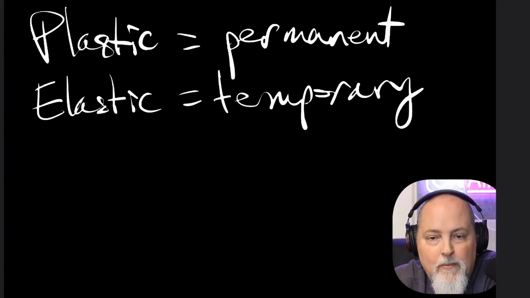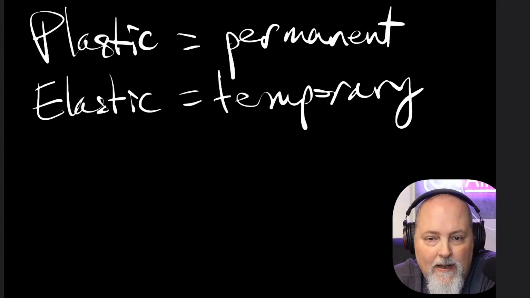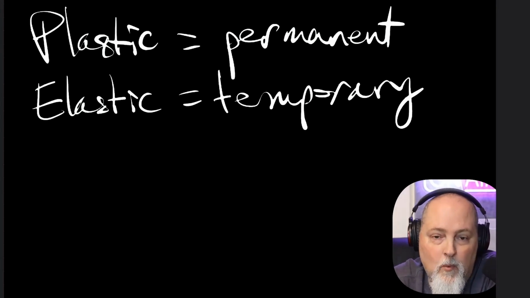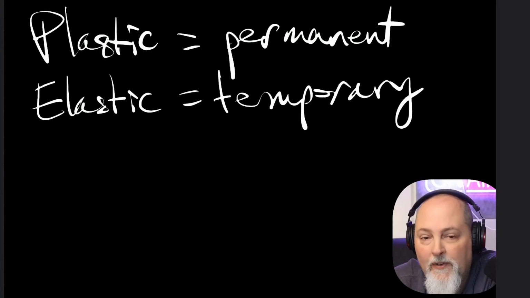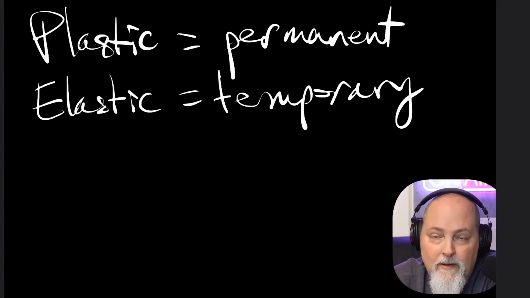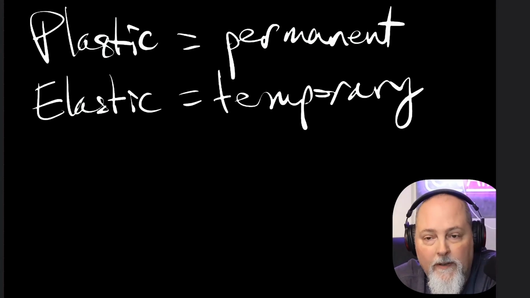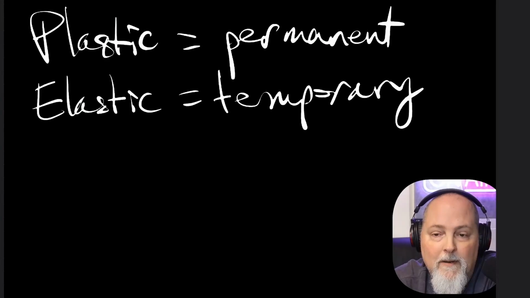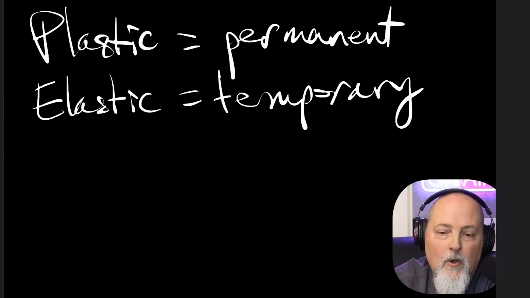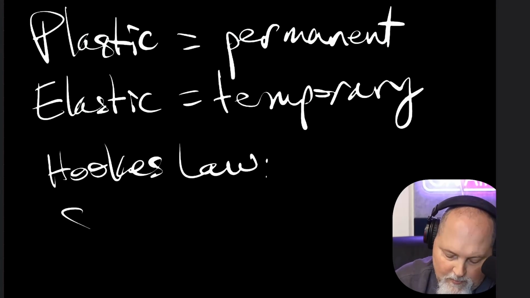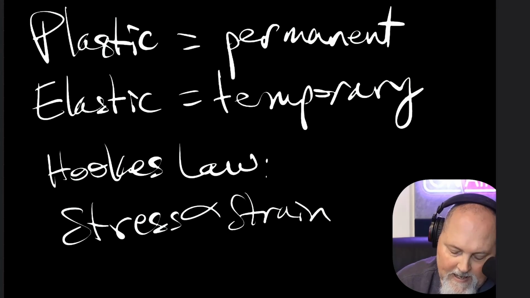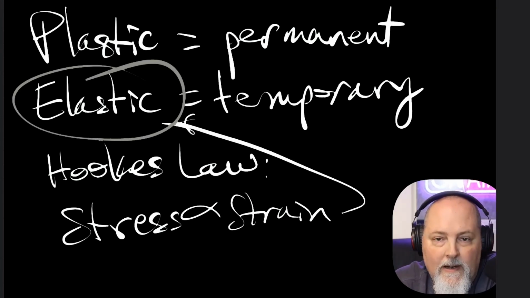To understand these, you have to understand the proportional limit and the yield point. The proportional limit is where stress and strain stop being proportional, and Hooke's law no longer applies. The yield point is where permanent deformation begins. So they're close, but they're not exactly the same. Hooke's law says stress is proportional to strain in the elastic region.